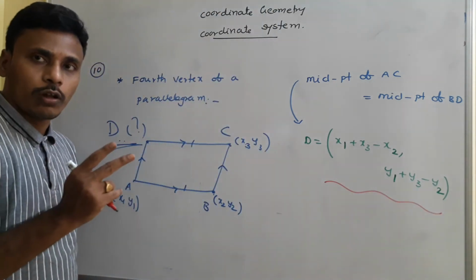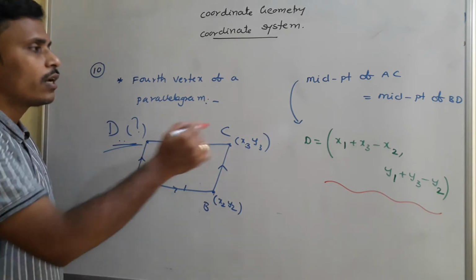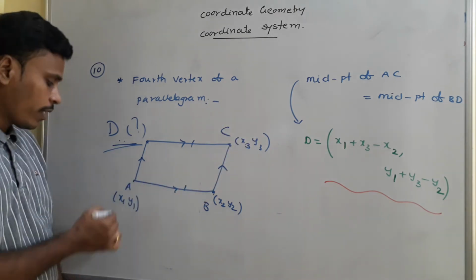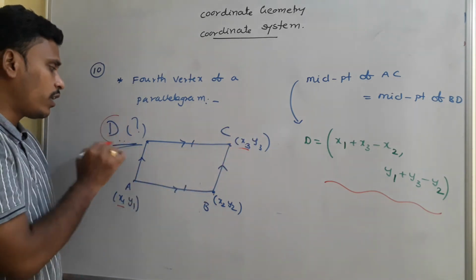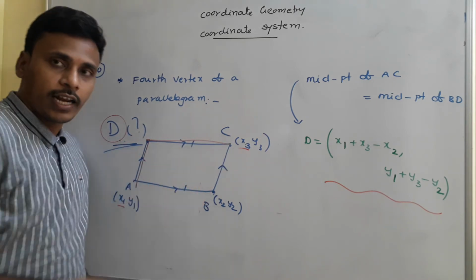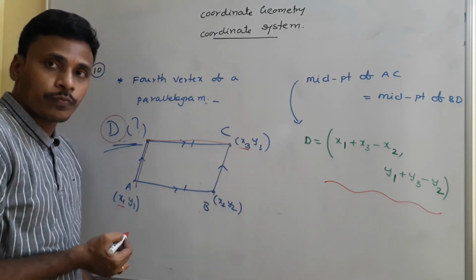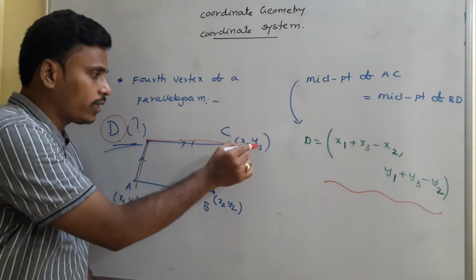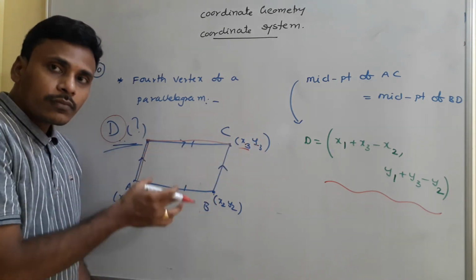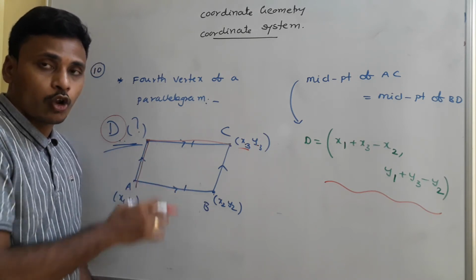Two ways to solve. One way is to directly use the midpoint formula. The other way is to memorize this: add the nearest points. For this D, C is nearer and A is nearer, but B is farther away. That's why you add x1 and x3 and then subtract x2. For the y coordinate, add y1 and y3 and then subtract its opposite vertex y2. So with the help of the midpoint concept, we can find the fourth vertex of a parallelogram in this way.